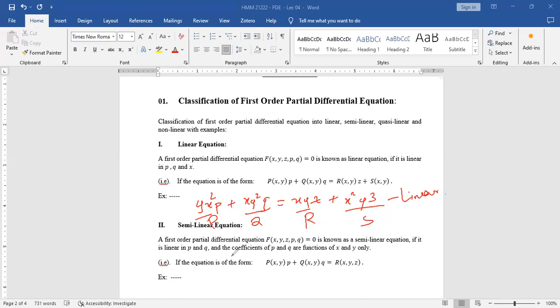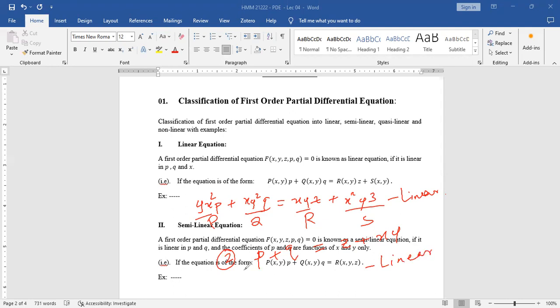Okay, what do you think about this one? Second one, let's say p plus q, small p plus q, is equal to z plus xy. What do you think? Is that linear? This is also linear.